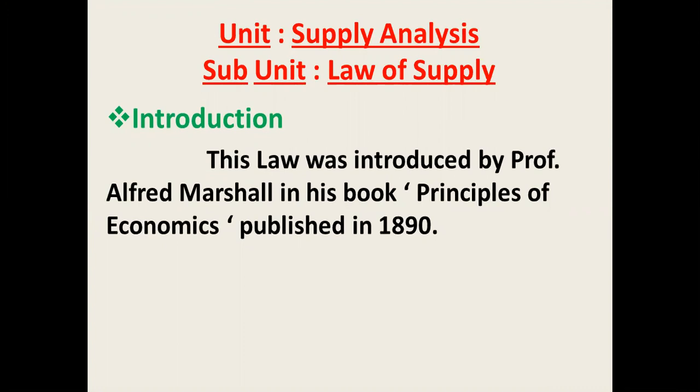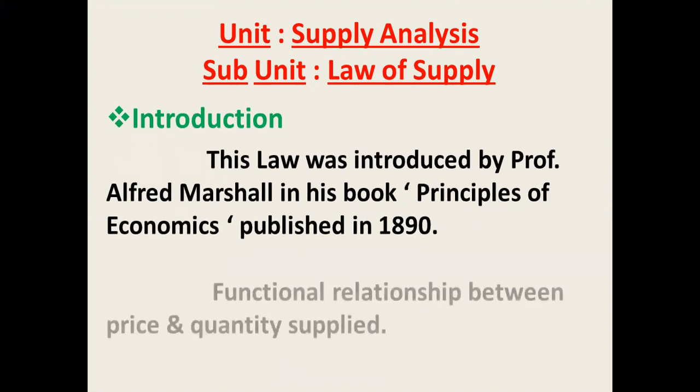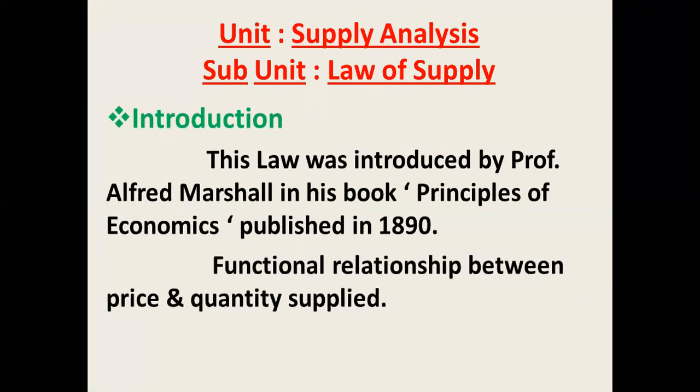The law of supply was proposed by Dr. Alfred Marshall Senior. His book's name is The Principles of Economics, published in 1890. The law established a fundamental relationship between the price of a commodity and the quantity supplied of that commodity. It is a functional relationship between the price and quantity supplied. This law was introduced by Professor Alfred Marshall, a renowned economist.